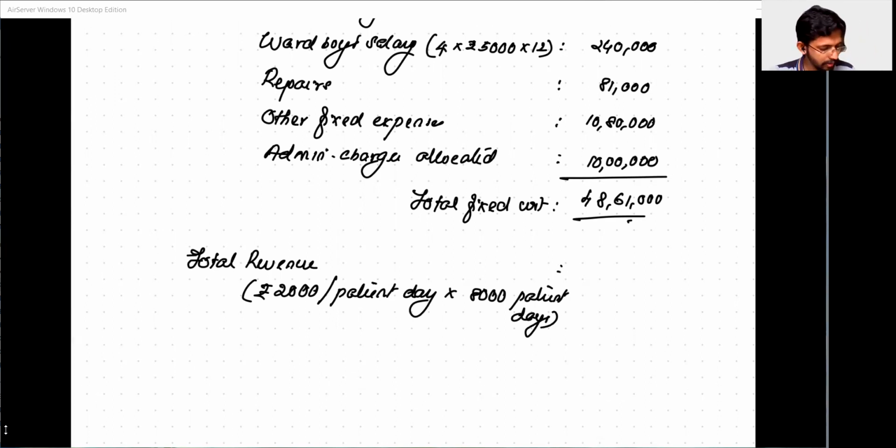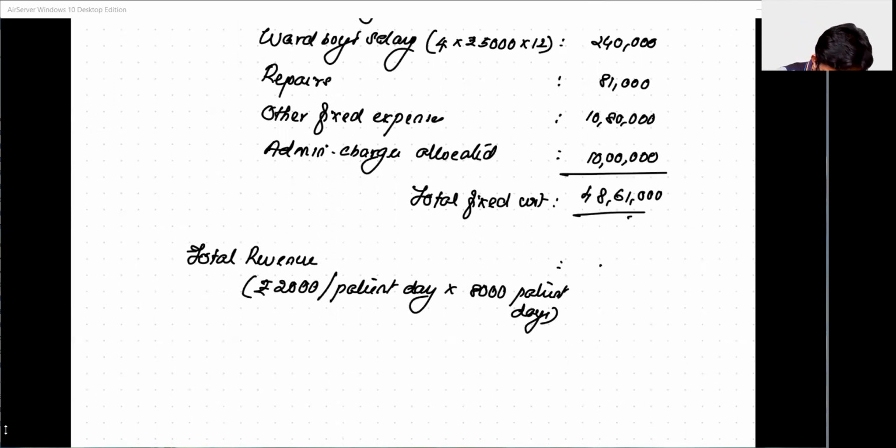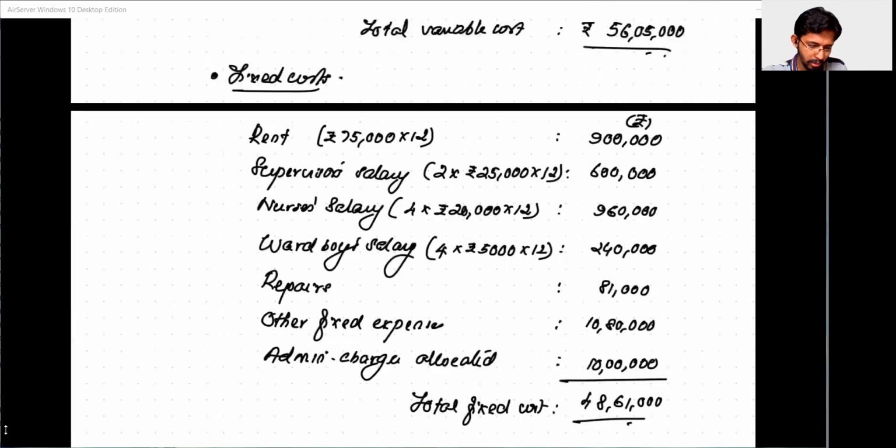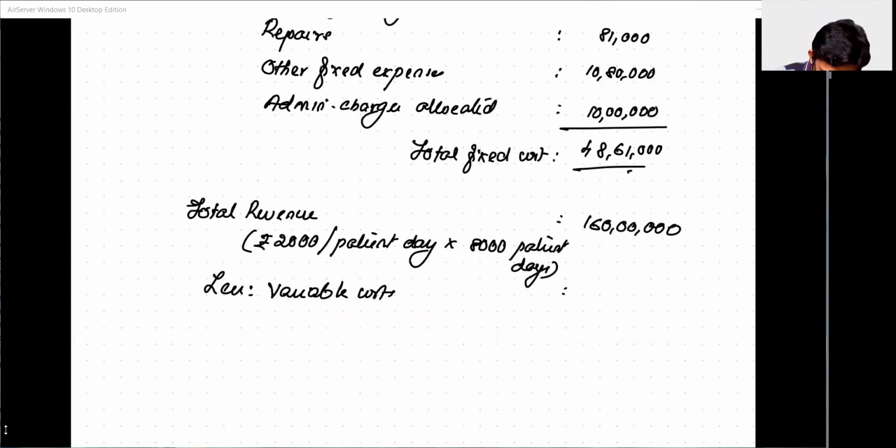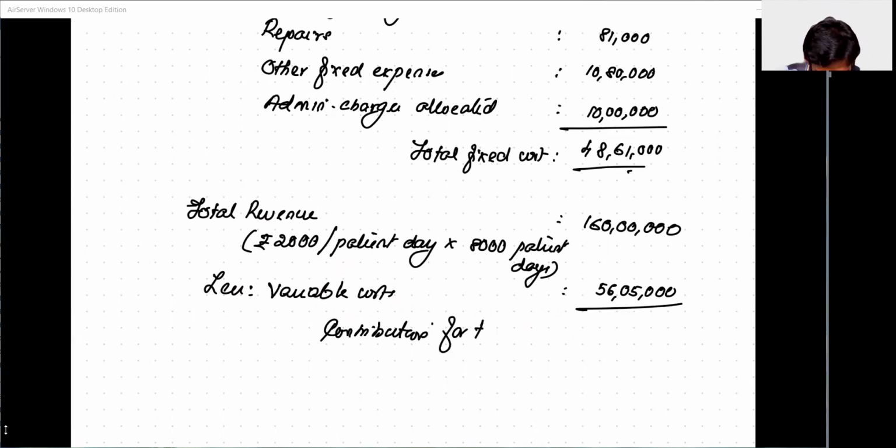Okay, so that is 2,000 into 8,000. That is 160 lakhs or 1 crore 60 lakh. From this, we have to reduce the variable cost. What is the total amount of variable cost? Variable cost was 56 lakh 5,000. So remaining what you have is the contribution for the year.